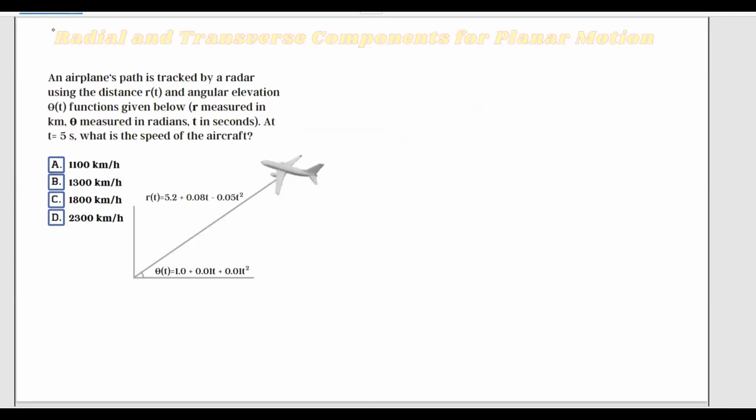Radial and transverse components for planar motion. An airplane's path is tracked by a radar using the distance r(t) and angular elevation theta(t). The functions given below are measured in kilometers, theta is measured in radians, and t in seconds. At t equals 5 seconds, what is the speed of the aircraft?